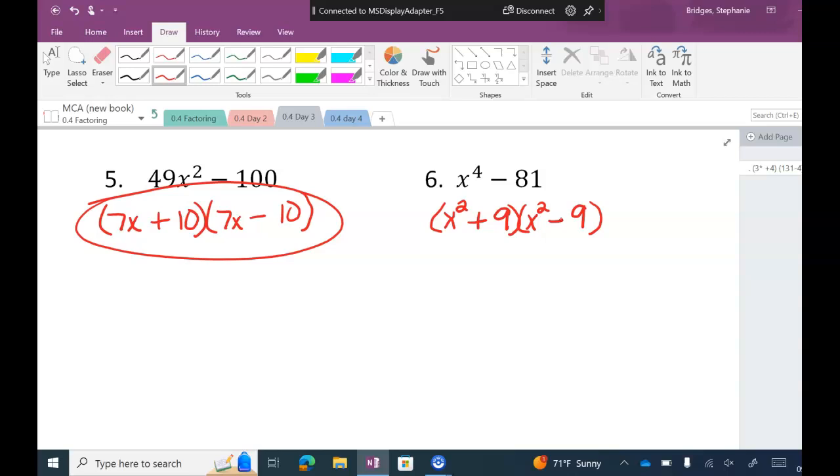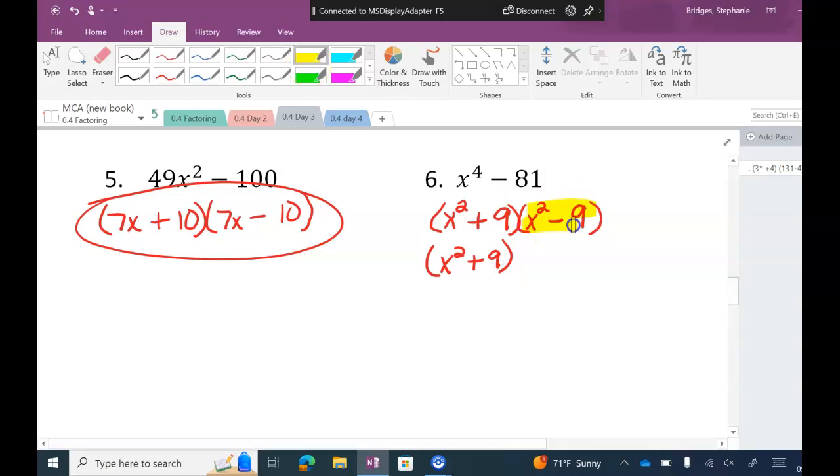The problem here is I still have what? Perfect squares. I have an x squared and I have a 9. Don't factor too much. Which one of these cannot continue to factor? The x squared plus 9. So that one is going to come down. It is going to stay the same because it is a sum of squares which cannot be factored.